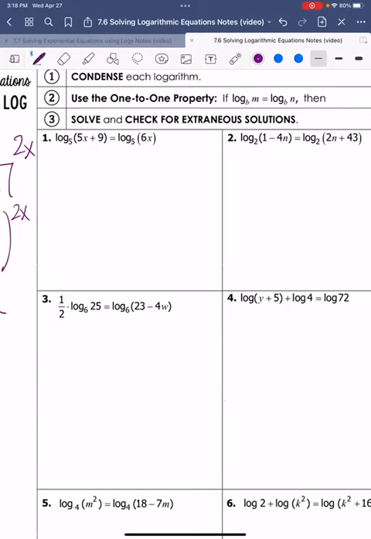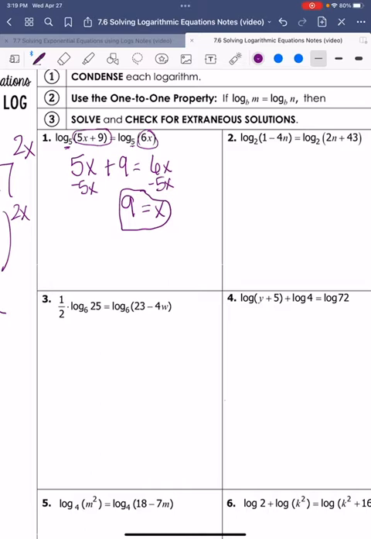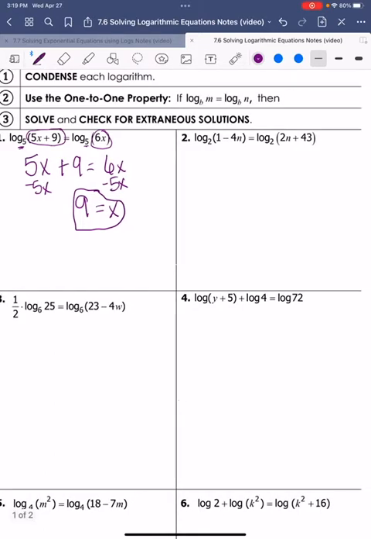And in a log, we say that if the bases are the same, in this case 5, then the arguments must be the same. So in this particular problem, since they both have a base of 5, we would say 5x plus 9 equals 6x. Subtract 5x, and that leaves you with x equals 9. And that is it. If the bases are the same, the arguments must be the same.